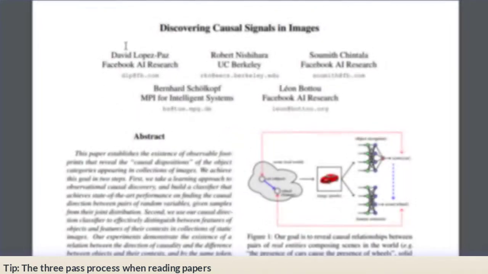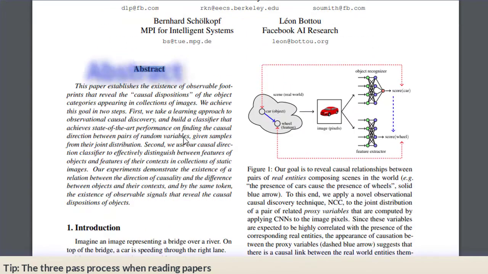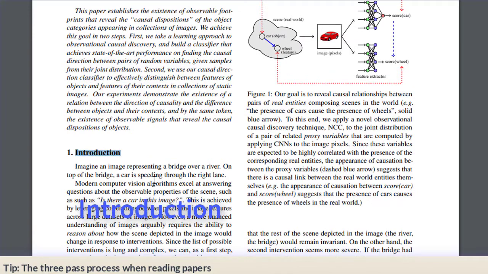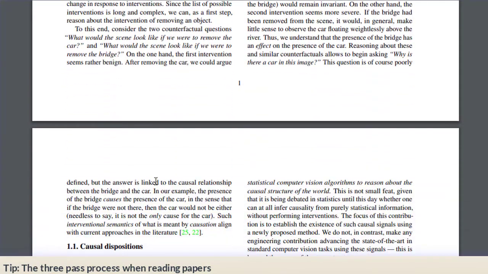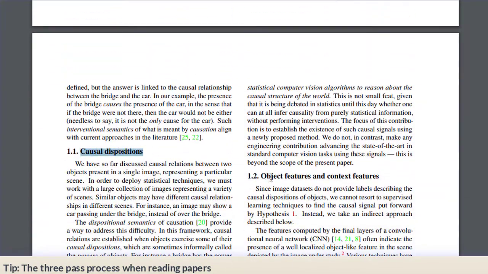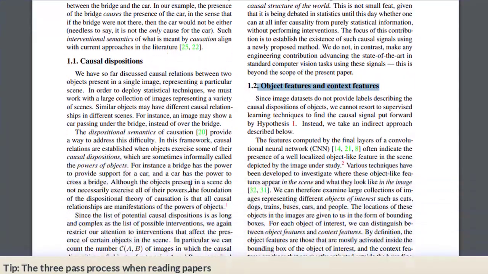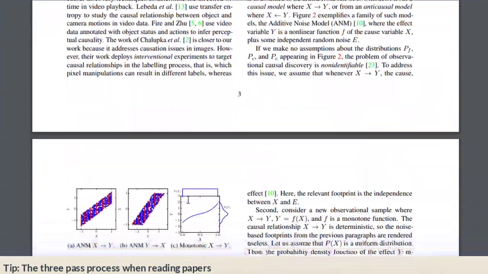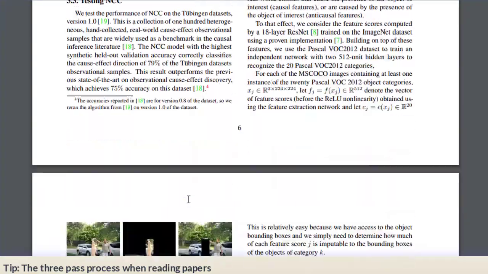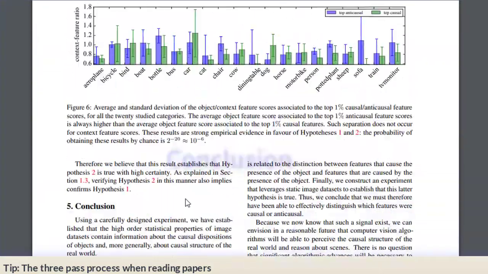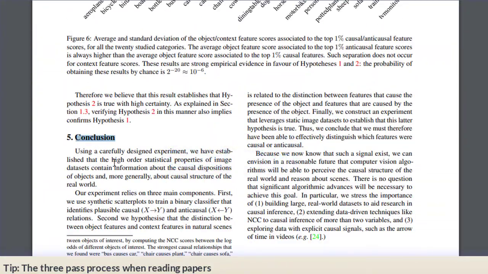What you do in the first stage is you read the title, the abstract and the introduction, and basically you ignore all the rest. You may read the subheadings to get a feeling of what the paper is about, and you may also read the conclusion to learn about the results of the paper and what came out of it.